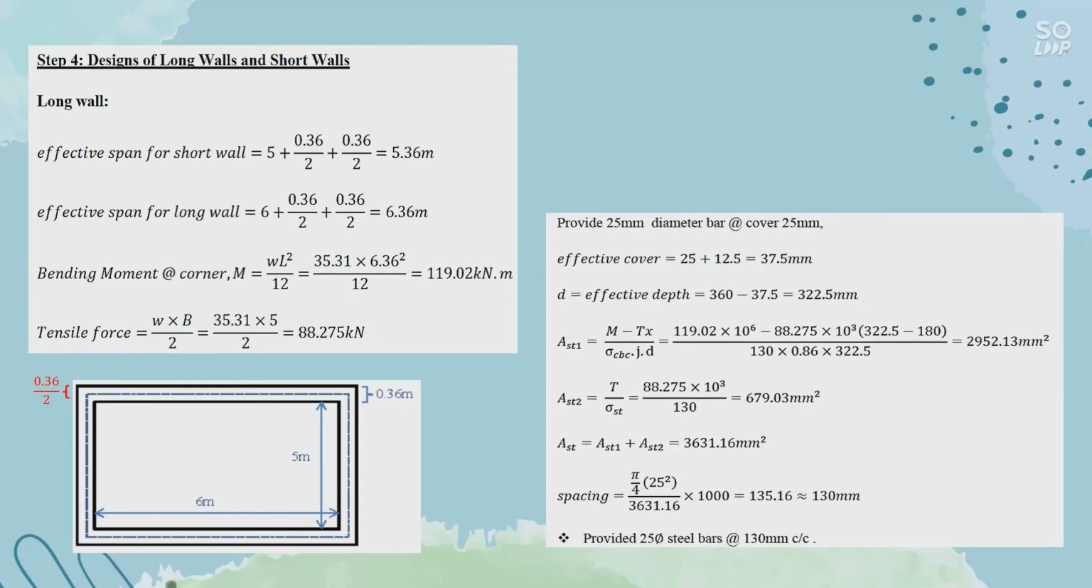Step 4, design of long wall and short wall. For the long wall, the effective span for the short wall is 5.36 meter and the effective span for the long wall is 6.36 meter. Bending moment is 119.02 kN meter and tensile force is 88.275 kN. Provide 25 mm diameter bar and cover 25 mm. The effective cover is 37.5 mm and effective depth is 322.5 mm. We substitute in the reinforcement area formula, we get 3631.16 mm square and the spacing is 130 mm.